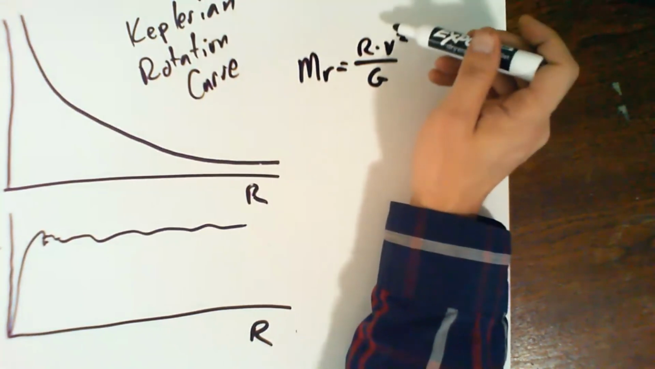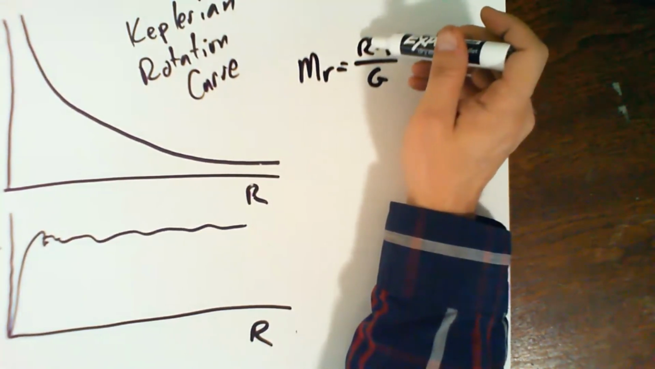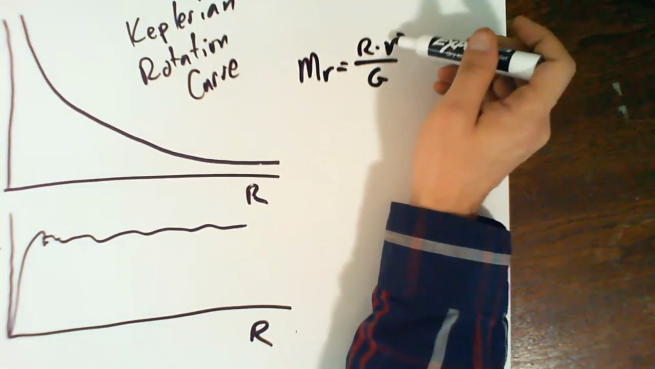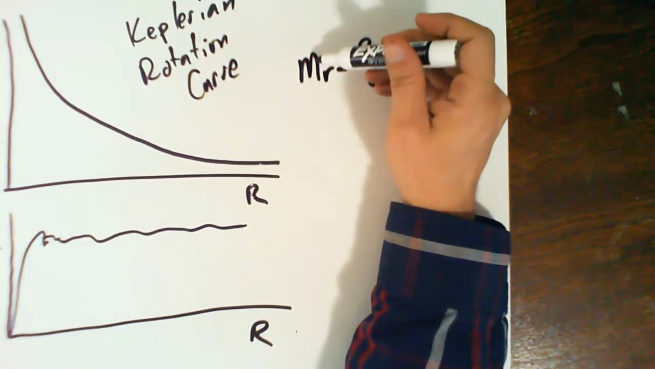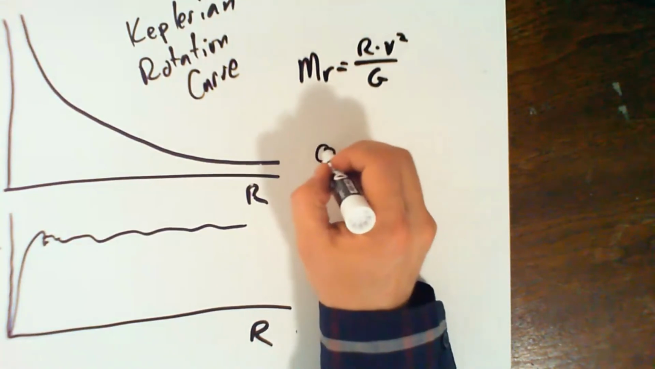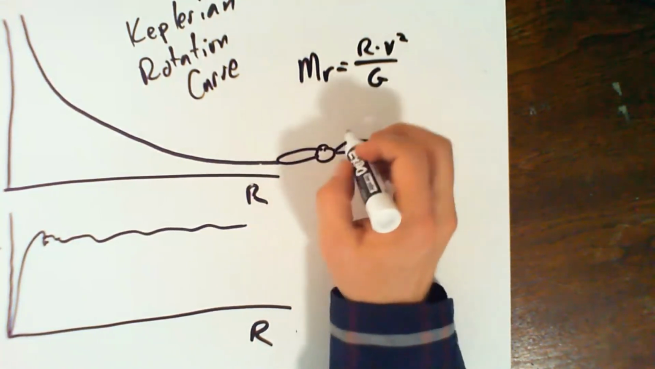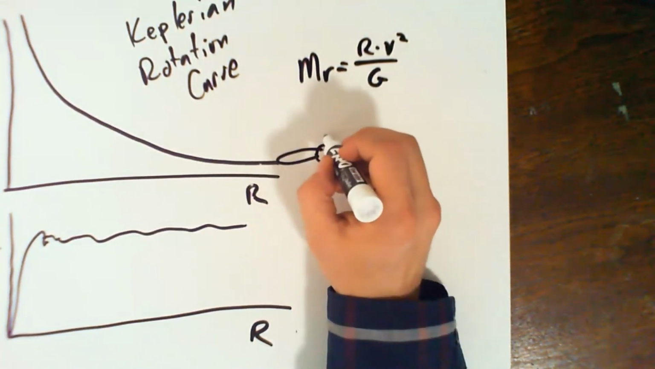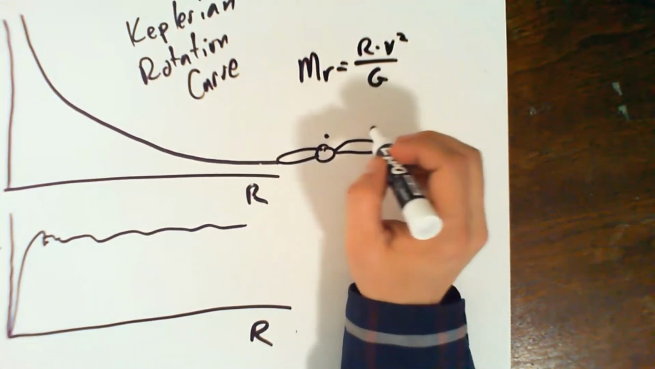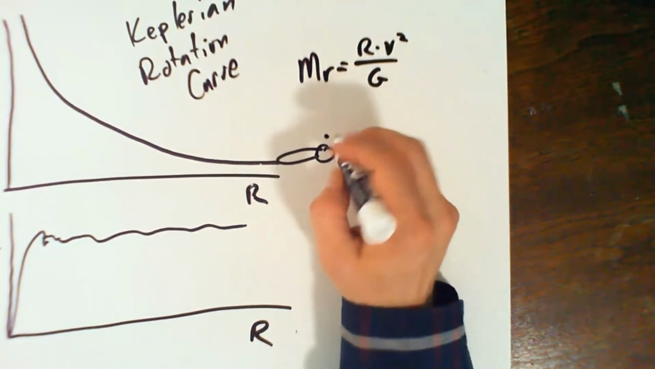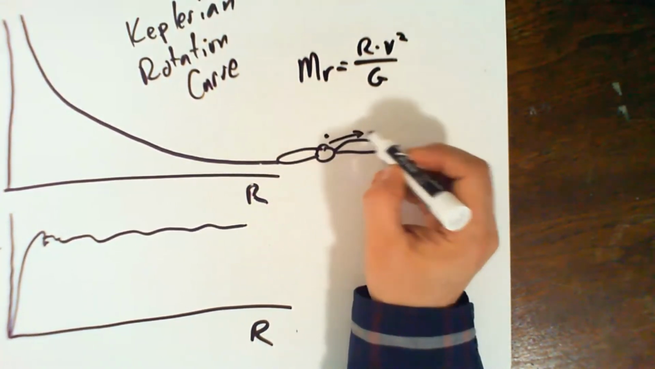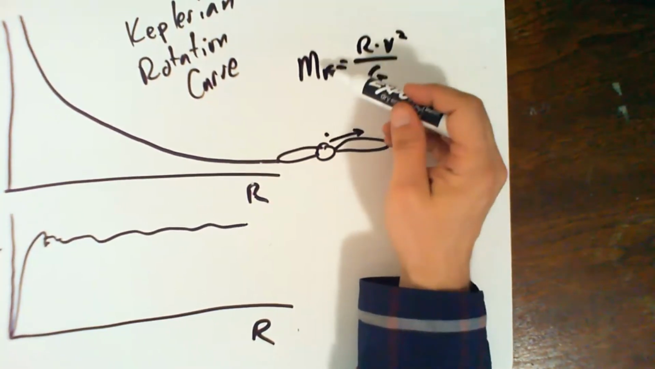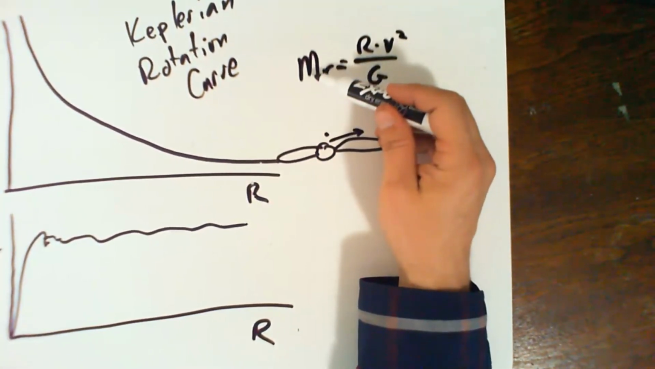What does it mean that as r goes up, v doesn't change? It must mean that M is going up. And that's exactly what's happening in the galaxy. Here's a view of the galaxy: it does not have all the mass at the center, unlike the solar system. The galaxy is much more smoothly distributed in mass. And so as you move outward in the galaxy, the mass is going up.